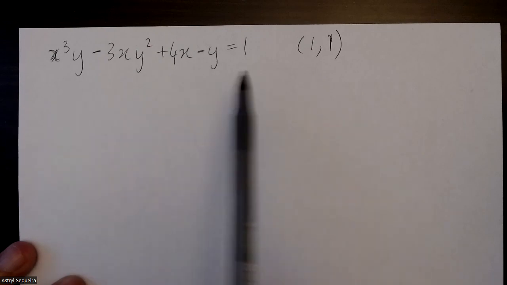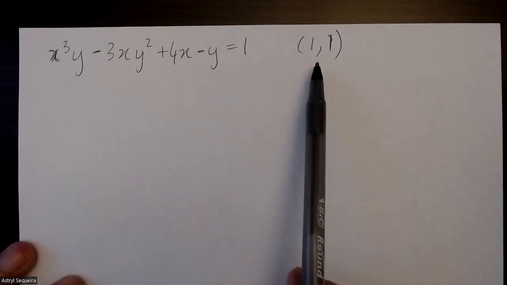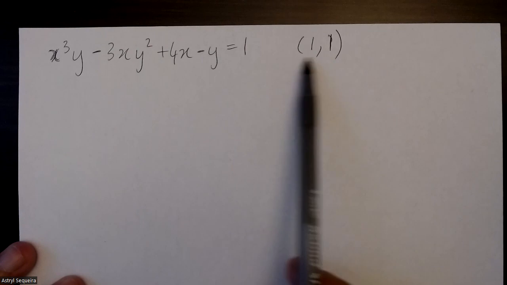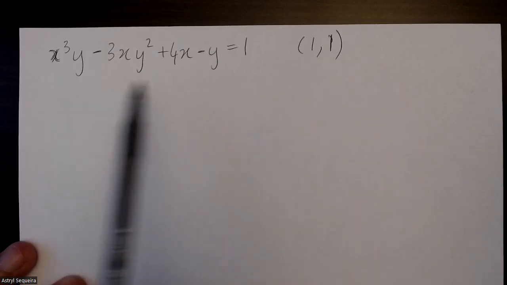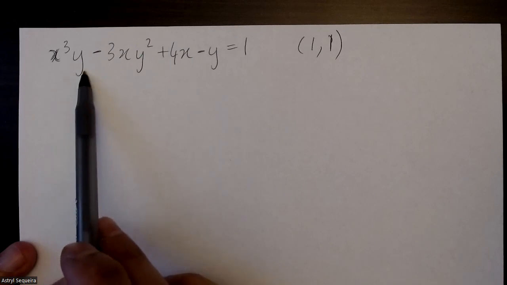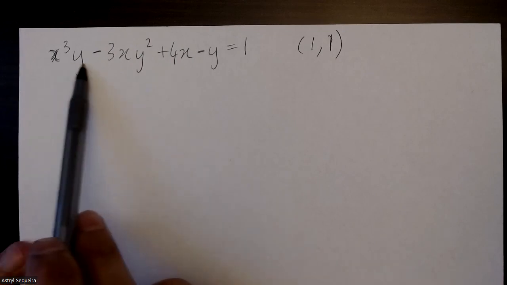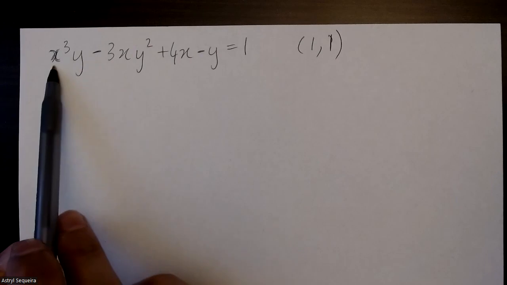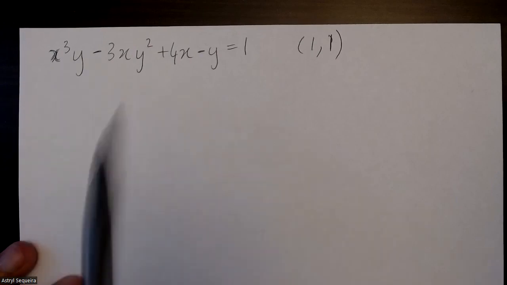All right, so we want to derive this equation over here and find the derivative at the point (1, 1). So we have to do implicit differentiation here because the x's and y's are all mixed and you cannot isolate y. I'm going to start by deriving this first term here. I have two factors here, so I'm going to use the product rule.